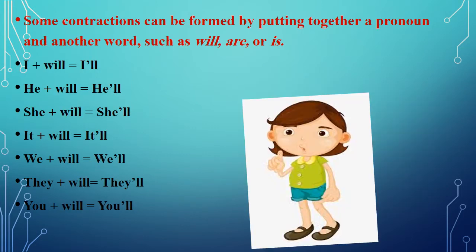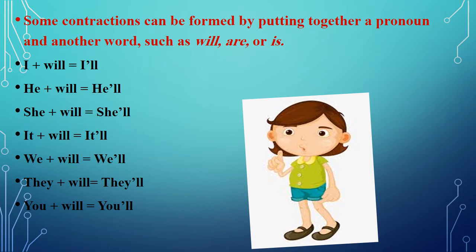Let's form some contractions by putting together a pronoun and will. And as you will see, every time we'll cross the WI, replace them by the apostrophe and put the two words together. I will. Cross the WI, replace them by the apostrophe, we'll have I'll.